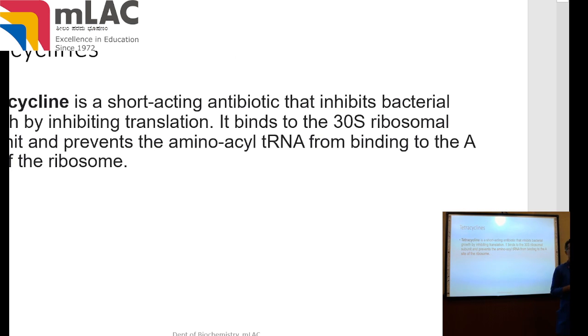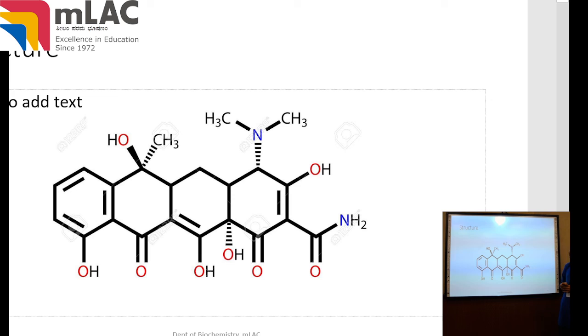Now, the next group of antibiotics are tetracyclines. Tetracycline is a short-acting antibiotic which inhibits bacterial growth by inhibiting translation, that is protein synthesis. It binds to the 30S ribosomal subunit and prevents the aminoacyl tRNA from binding to the A site of the ribosome, and thereby it acts as a bacteriostatic agent. Let's see the structure. Tetracycline, you can see 1, 2, 3, 4. There are 4 rings, and that's why it's called tetracycline. You can see the substituents attached to this tetracycline.